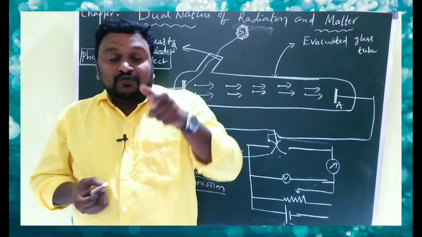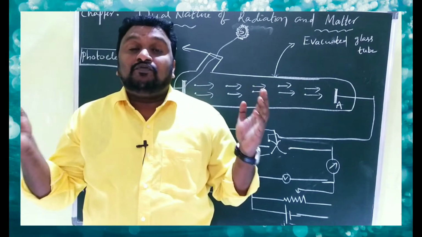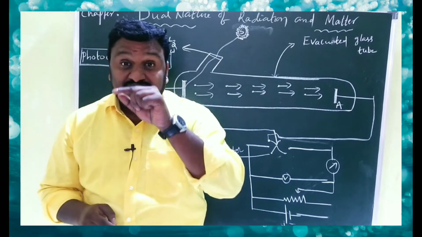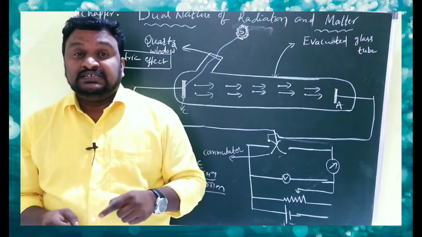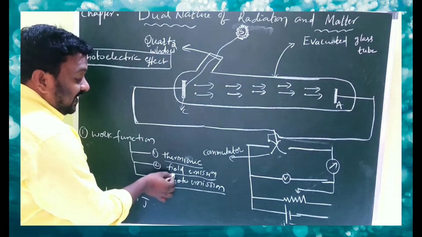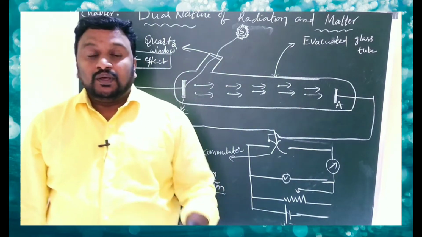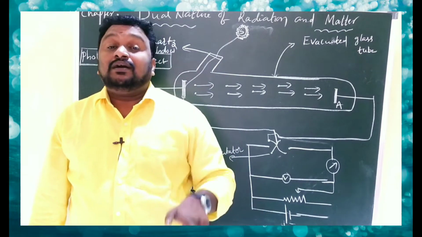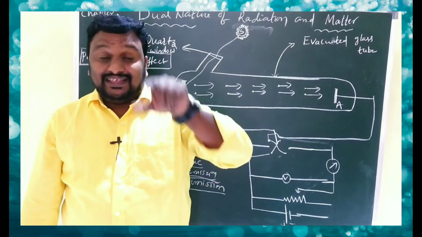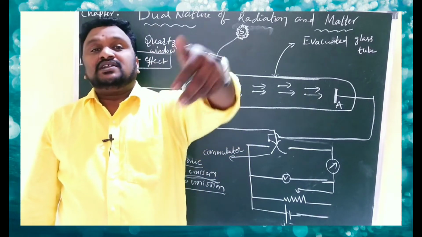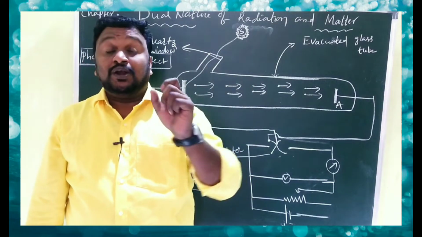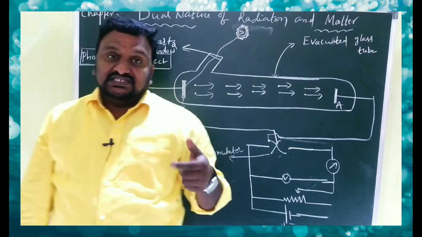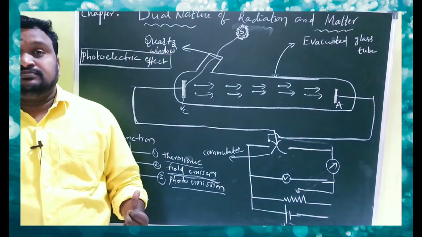And children, if we can apply a certain amount of voltage between the ends of a metal, then electrons are also liberated. That phenomenon is called field emission. When we create a certain electric field between the ends of a metal, the electrons are liberated. Clear, children?